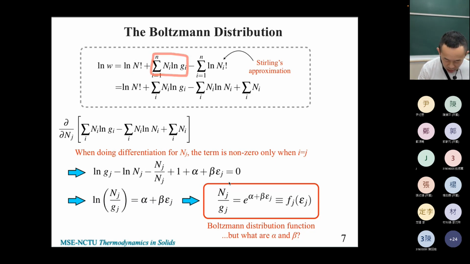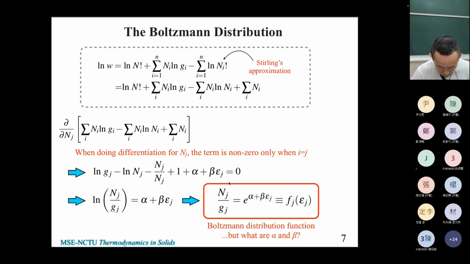So natural log W here equals natural log N factorial and, wow, blah, blah, blah, minus blah, blah, blah. Okay, this is a little bit ugly, but don't worry, we have Stirling's approximation. Okay, Stirling's approximation makes the ni factorial become ni natural log ni minus ni.